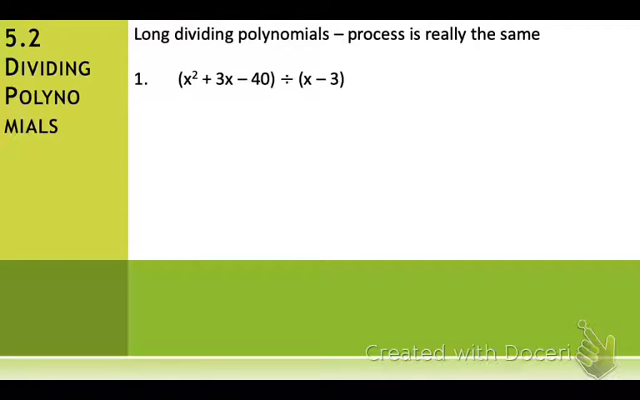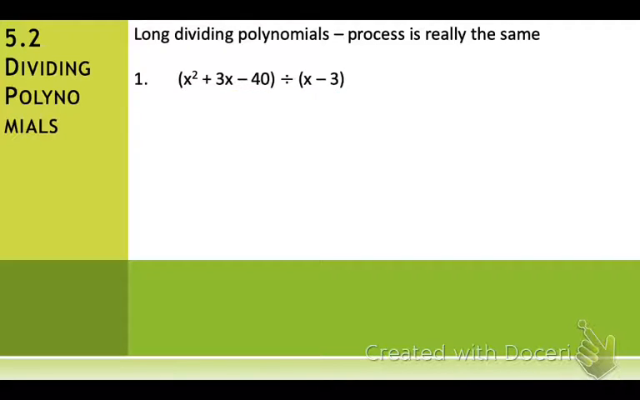Okay, now let's see what dividing polynomials actually looks like. And to be honest, the process is pretty darn similar. So we're going to do x squared minus 3x minus 40 divided by x minus 3. You can just watch this one and maybe try it on your own after you see it once. It's kind of up to you.